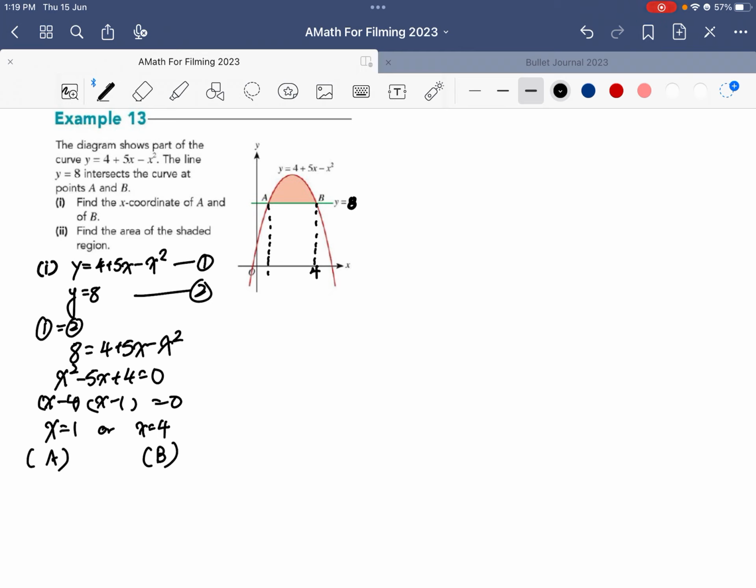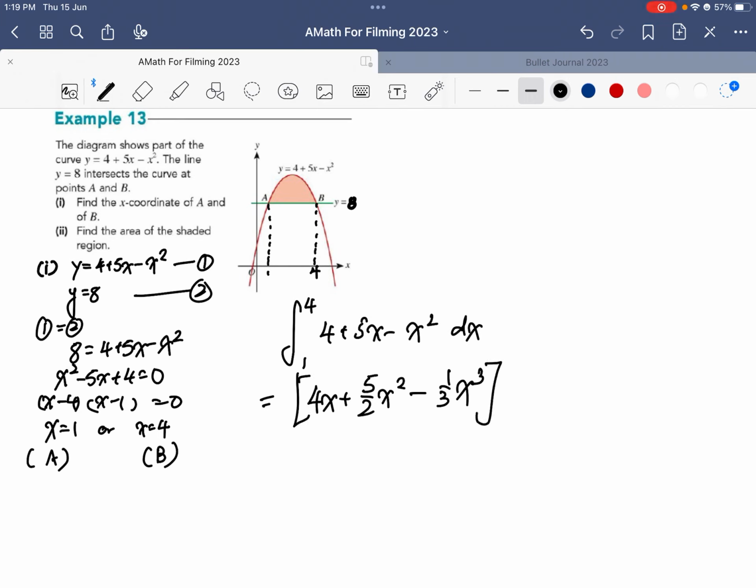Okay, so now as I've explained, first and foremost I need to find the area bounded by the curve 4 plus 5x minus x squared and the x-axis. So I'll integrate, limits are 1 to 4, 4 plus 5x minus x squared with respect to x. So what I get is 4x plus 5 over 2 x squared minus 1/3 x cubed. The limits are 4 to 1.